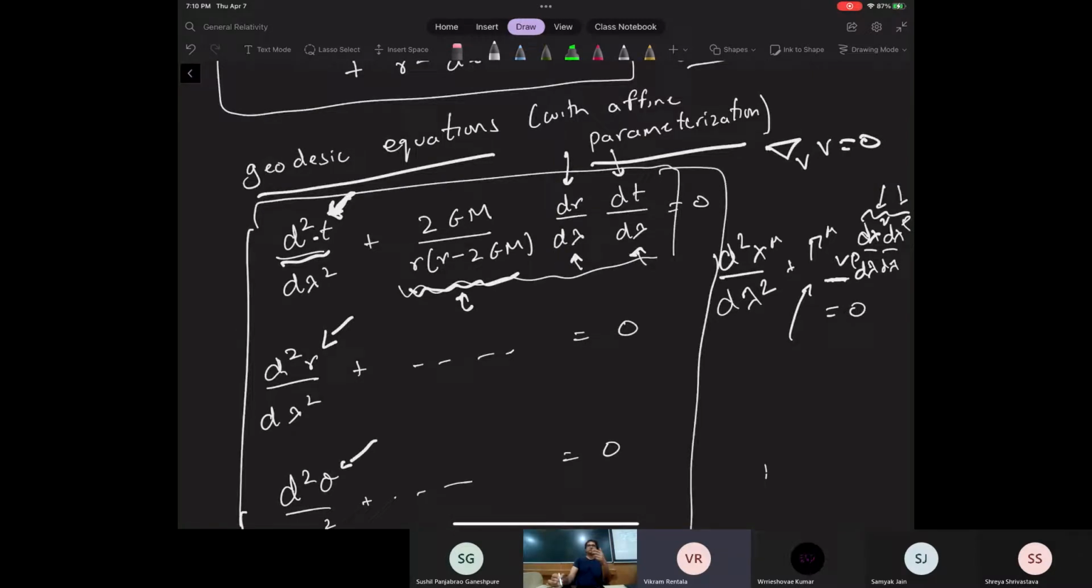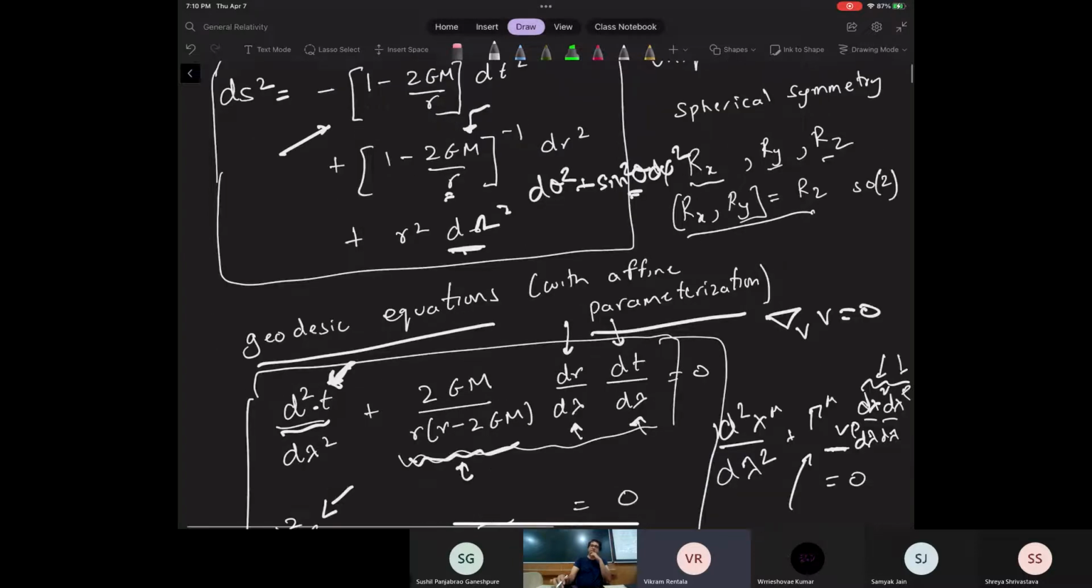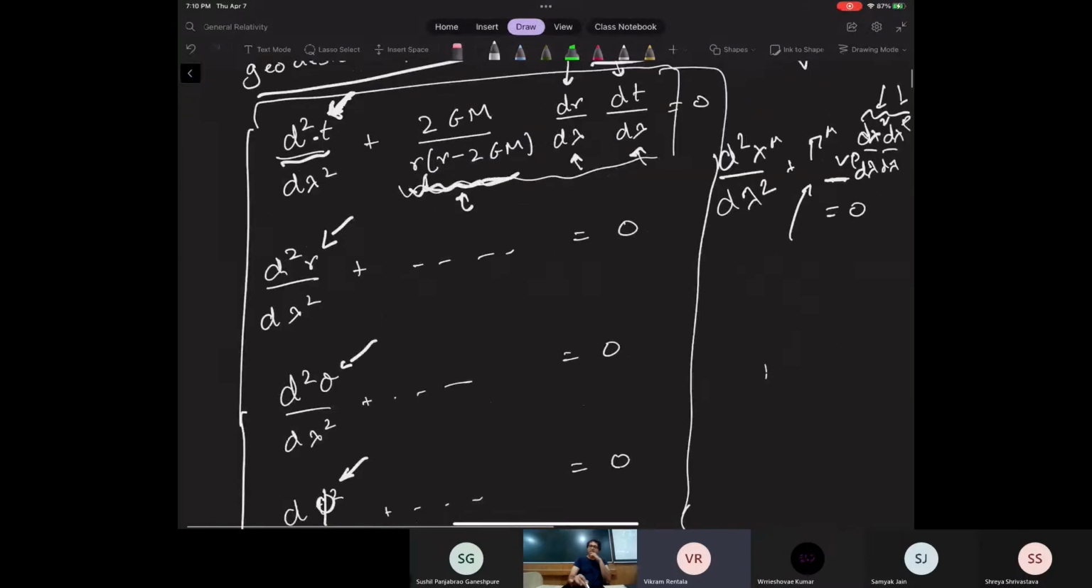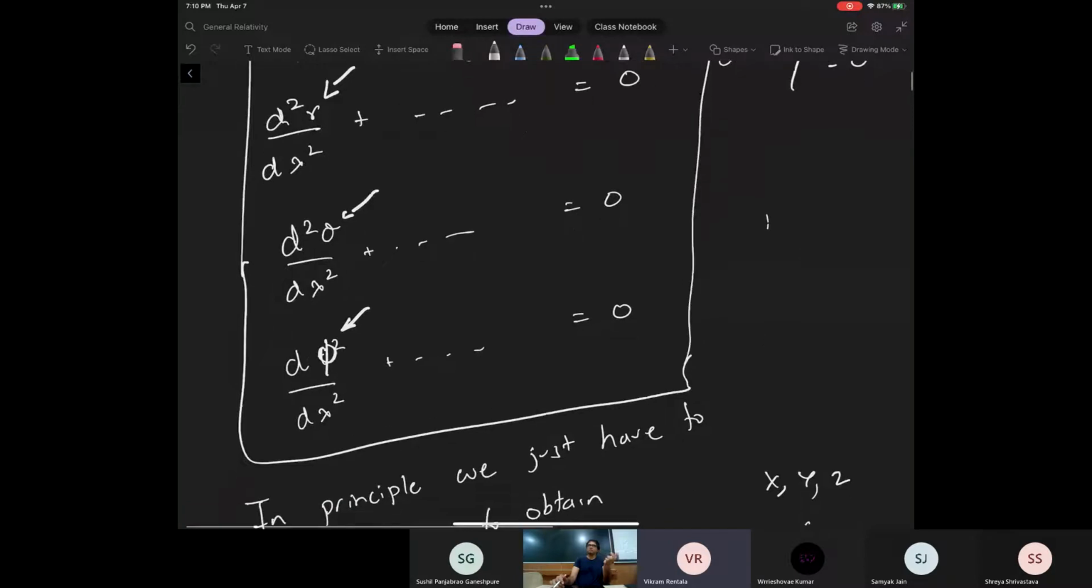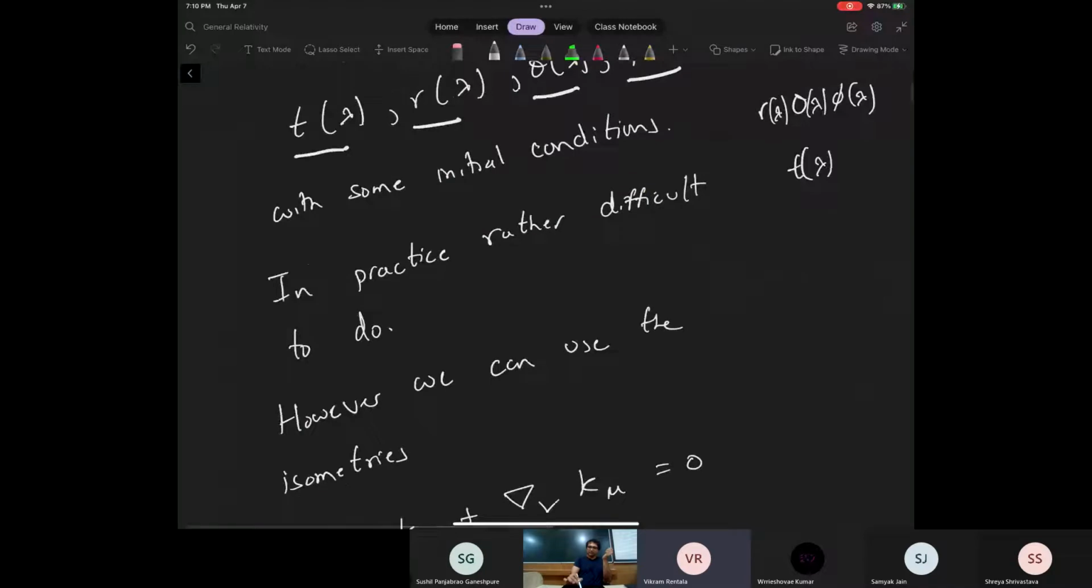All the derivatives of the metric will be R dependent. Well, also theta dependent, because your metric also has theta dependence. This dΩ² is dθ² plus sin²θ dφ². So your metric depends on both theta and R, and in general these Christoffel symbols will depend on R and theta as well. So it is quite messy to solve these. These are coupled differential equations in R and theta, so in practice this is rather difficult to do, if you want to solve this.